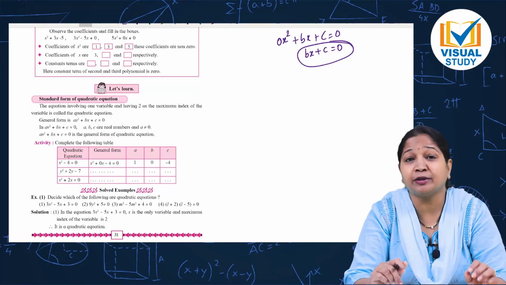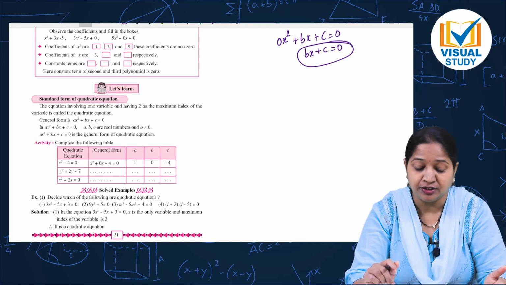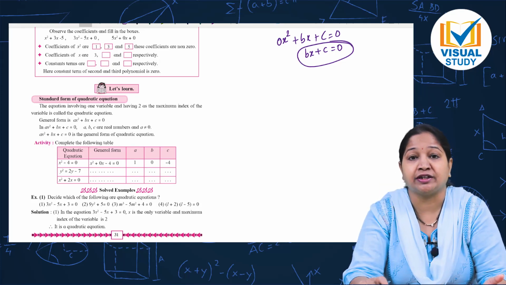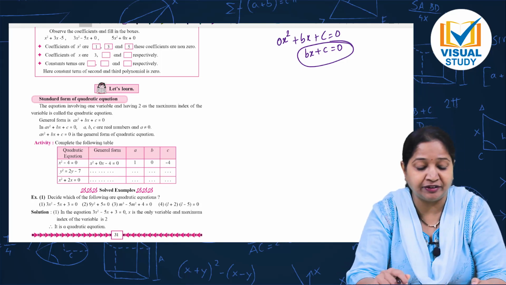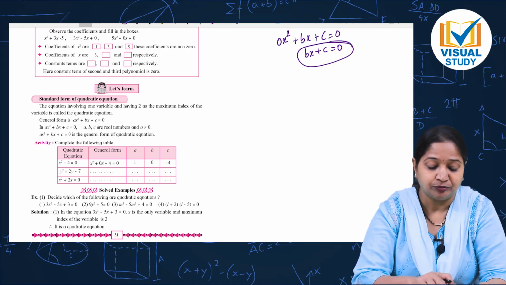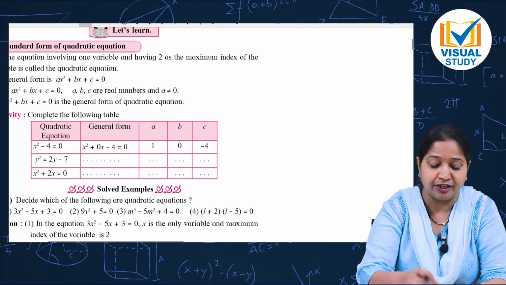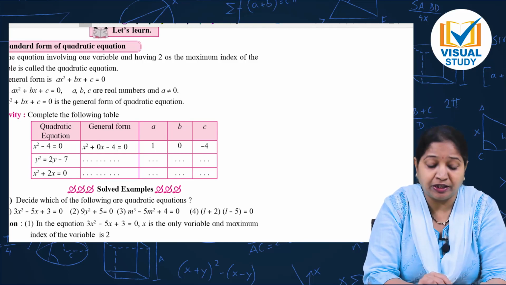So the general form of quadratic polynomial is what? ax square plus bx plus c equal to 0, and your first term, that is ax square, where a should not be equal to 0. Now in the activity they have given us x square minus 4 equal to 0, where the general form is what? x square plus 0x minus 4 equal to 0, where a is 1, b is 0 and c is minus 4.